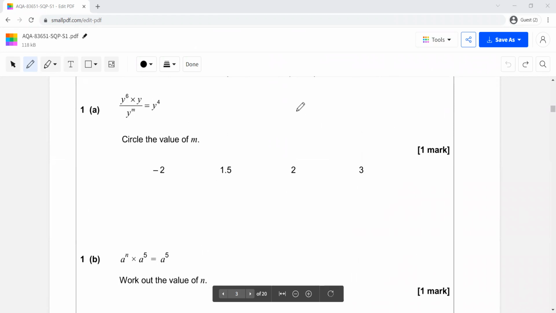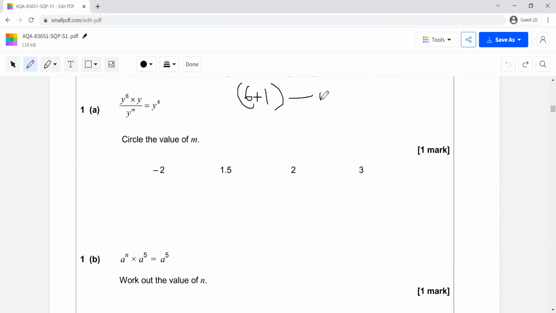Question 1a, y to the power of 6 times y over y to the m is y to the 4. Circle the value of m. So now, in this case, 6 plus 1 minus m equals 4. So m is 7 minus 4. So m is 3.